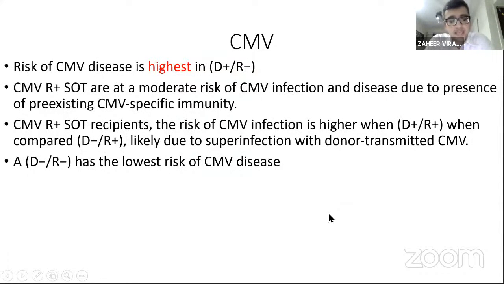So now one has to decide how you're going to monitor. One also has to decide what sort of prophylaxis you're going to give. So who are at the highest risk of getting CMV post-transplant? It is in cases where the donor is positive and the recipient is negative. The lowest risk cases are the ones where both the donor is negative and the recipient is negative. While in the other cases where the recipient is positive, the risk of CMV infection is higher if the donor himself is also positive. In that case, then obviously there is a chance of getting a superinfection.